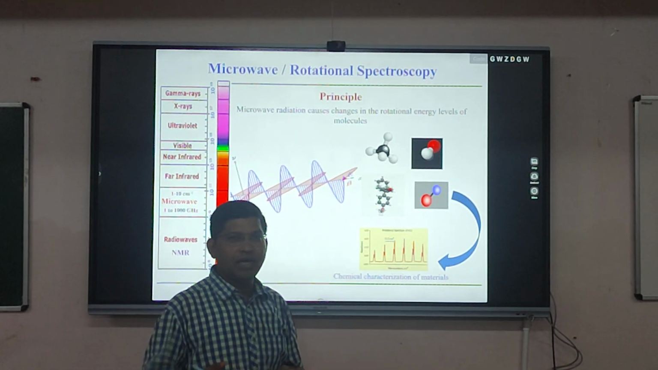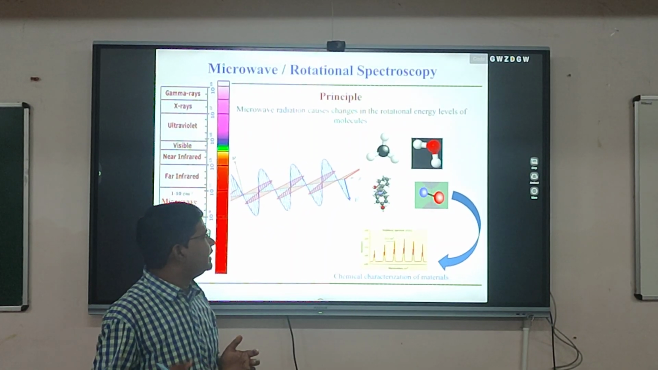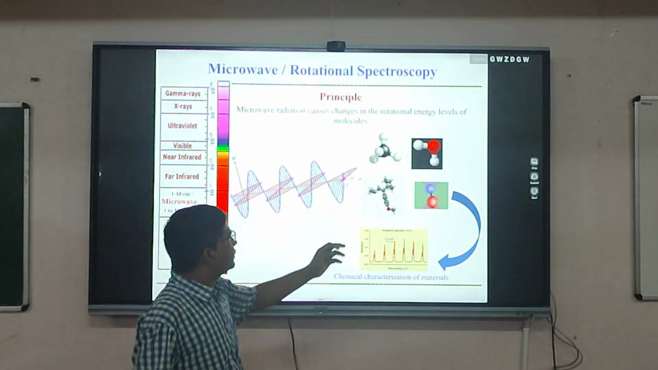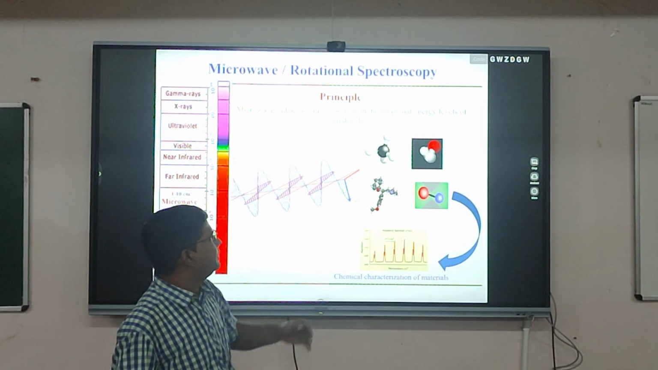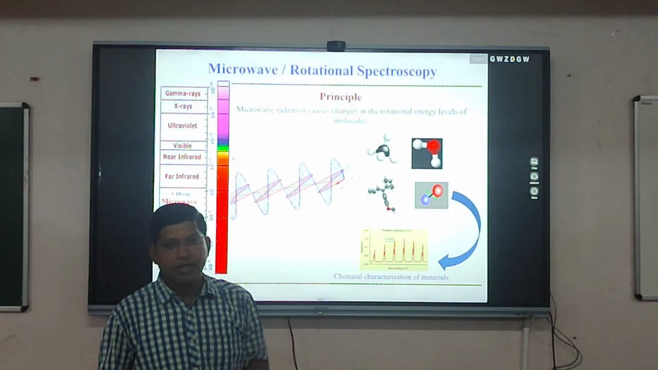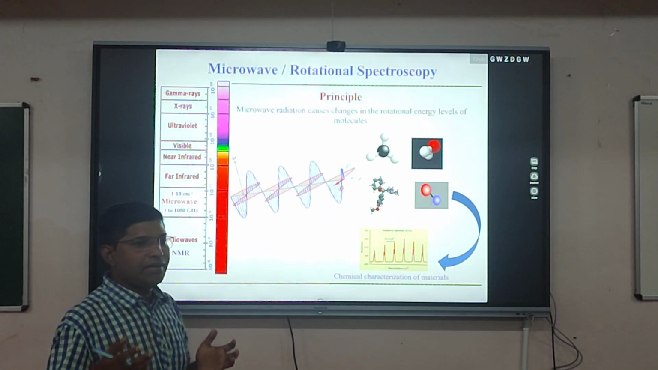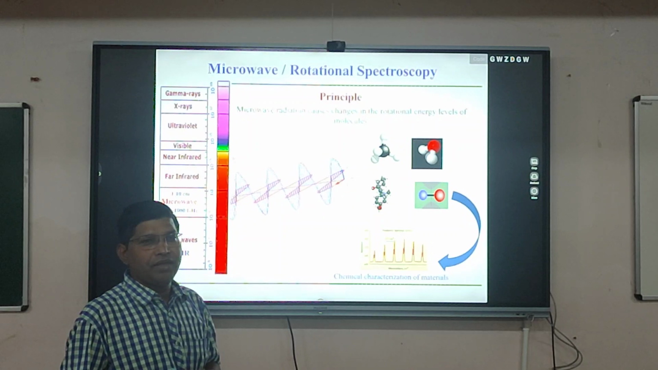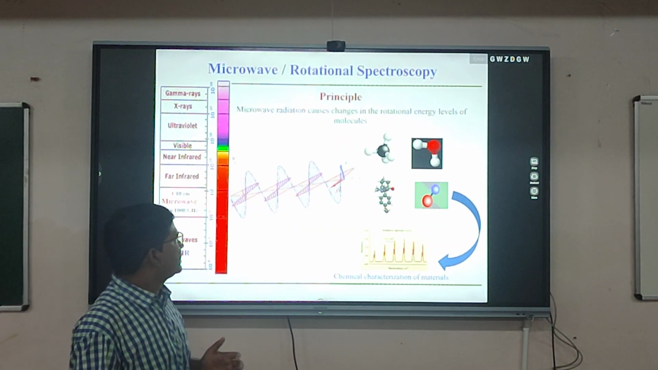So in coming slides we will know what is meant by linear rigid rotator diatomic molecules. So this is a rotation of a triatomic molecule, for example water. These are the polyatomic molecules, and based on that we can know the chemical composition of samples from an unknown sample.